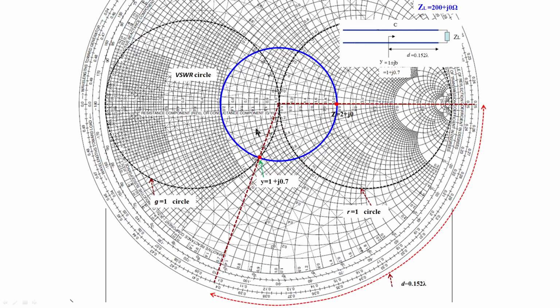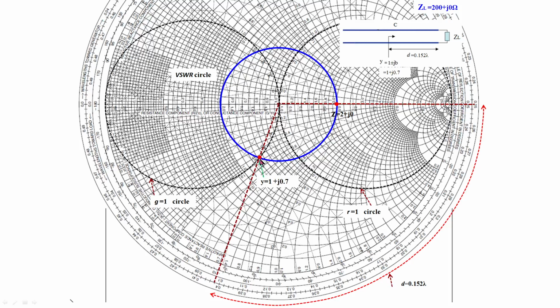See this, not this. This is a G circle. All these are G circles, but this is the G is equal to 1 circle. So wherever the VSWR circle cuts, you stop, and note down the admittance there. It is like this, 1 plus j B, the B value may be anything here. So whatever the B value is here, you read it.